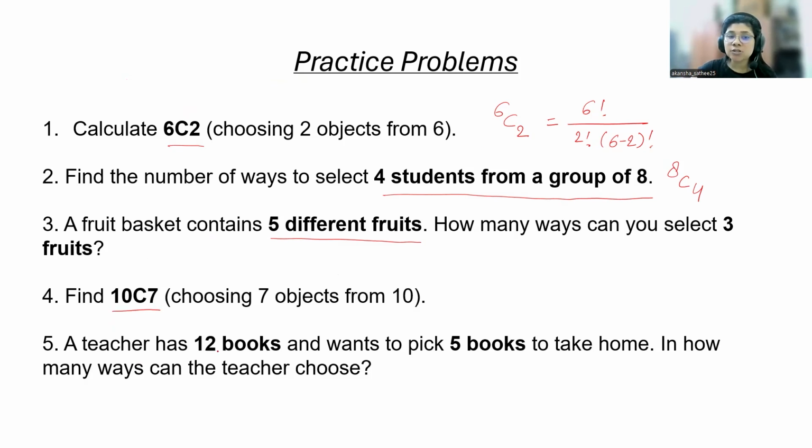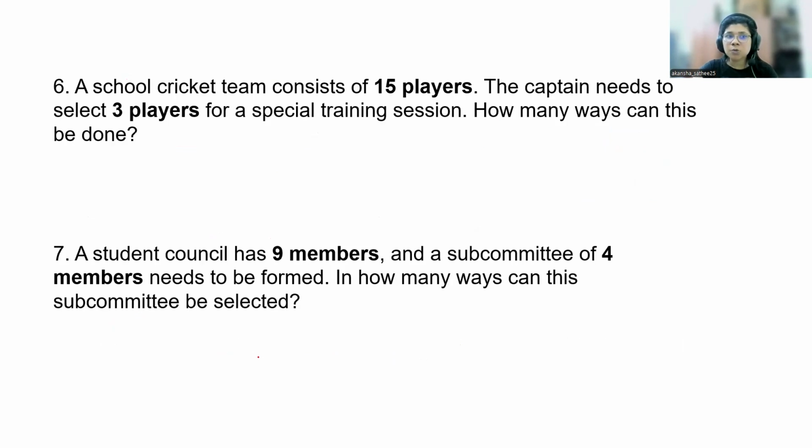A teacher has 12 books and wants to pick 5 books to take home. So basically, out of 12 books, a teacher wants to pick 5 books. No order, nothing is mentioned about which subject books she or he wants to take. So plain simple combination.